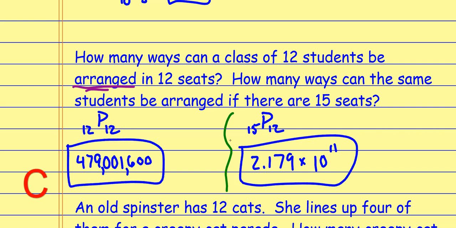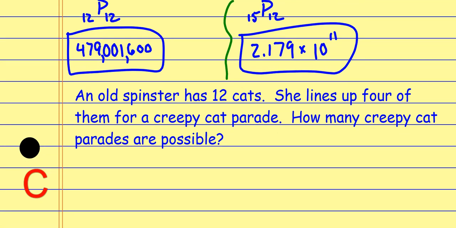How about this one? It says an old spinster has 12 cats. She lines up 4 of them for a creepy cat parade. Maybe she puts each of them in a nice little sweater or something like that. Great way to pass the time. How many creepy cat parades are possible? And so again, here, the implication as we read this is she's lining them up for a parade. And anytime we're lining things up, we're talking about placing them in a specific order. Being first in line is not the same as being last in line. And so the implication based on the words is that order matters.